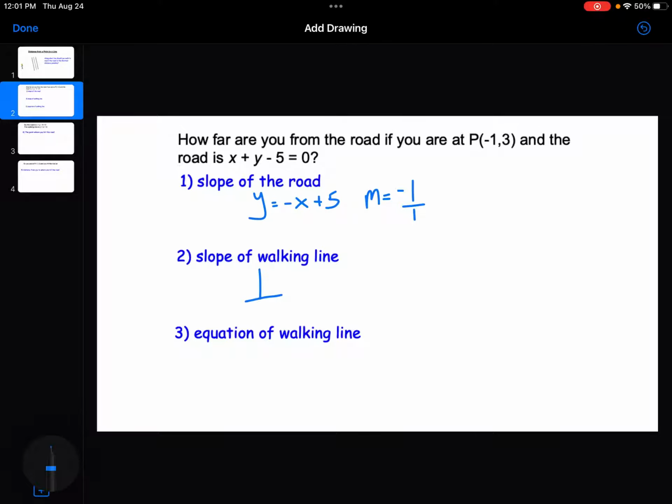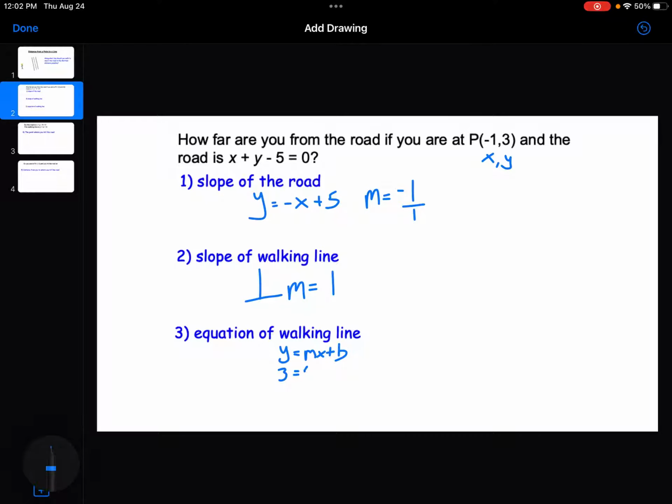Now, if I want to find the perpendicular slope, what I need to do is flip the fraction, -1 over 1 stays 1 over 1, and make it positive. So we now have -1 becoming 1. Our next step is we're going to use our point. We have x and y, and we're going to sub into y = mx + b. After we have that, we're almost done.